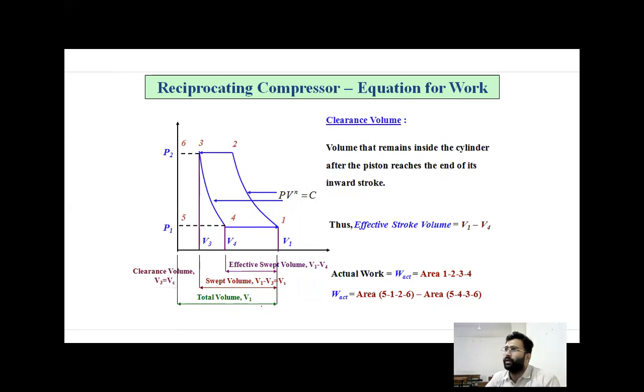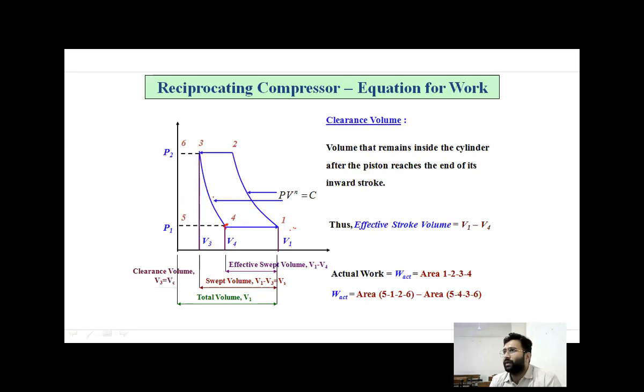So watch carefully. So here is point 1, where the piston is at BDC. Now it moves upwards, compresses the air, and moves to point number 2. At point number 2, the discharge valve opens. 2 to 3 is the discharge of compressed air. 3 to 4 is again suction. At point number 4, the suction valve opens, and 4 to 1 is the air intake.